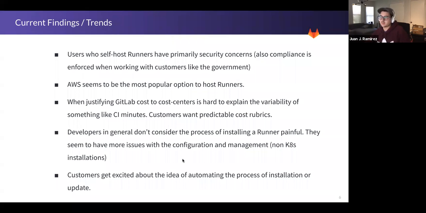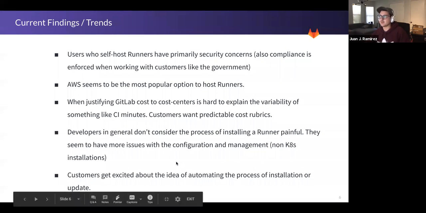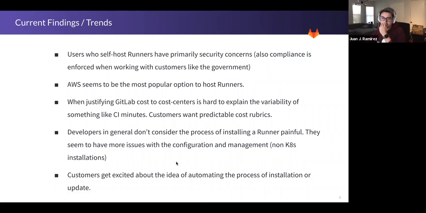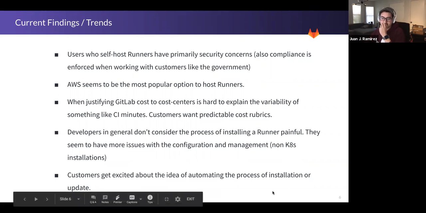Also, we found that developers in general don't consider the process of installing a runner painful. That's an interesting finding because we thought it was painful, but they have more issues with configuring and managing them, especially when doing non-Kubernetes installations. There are a lot of caveats.